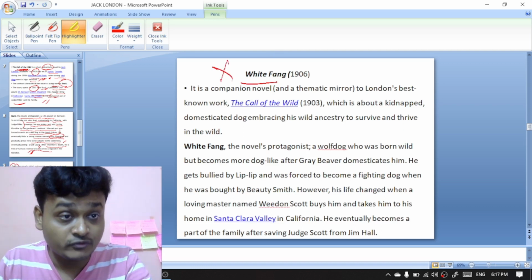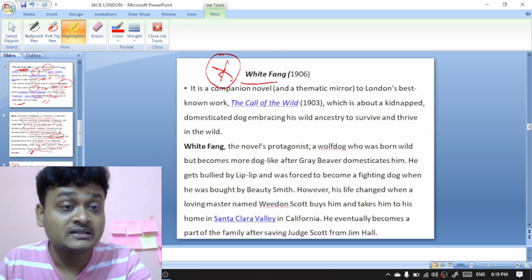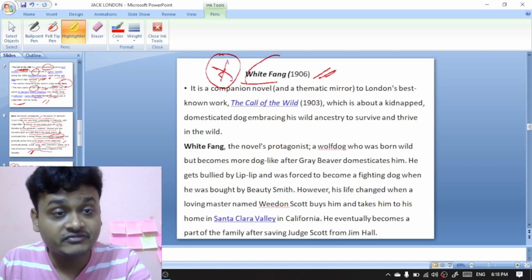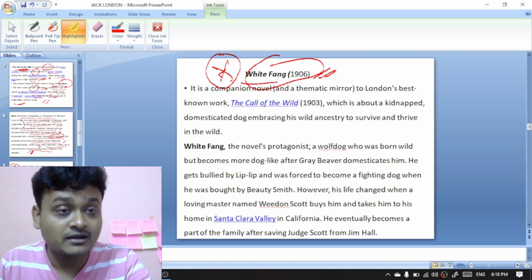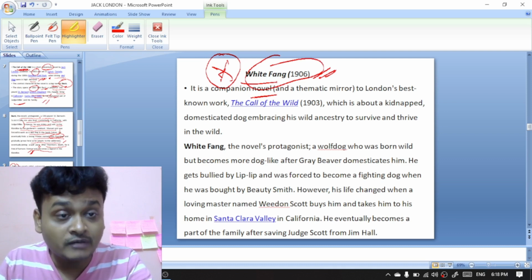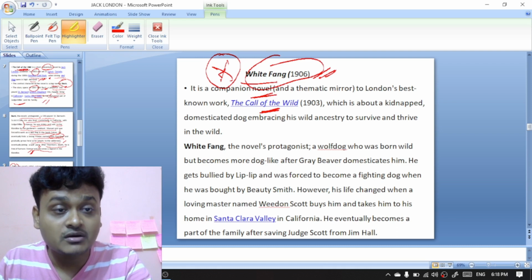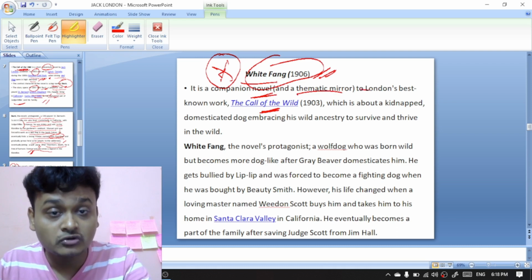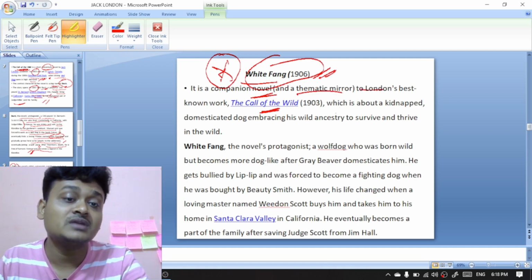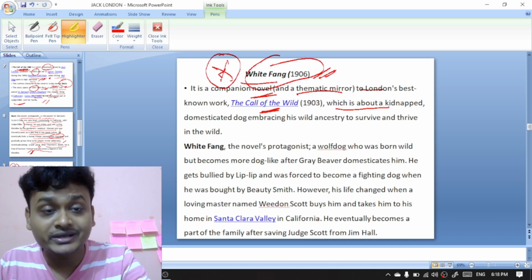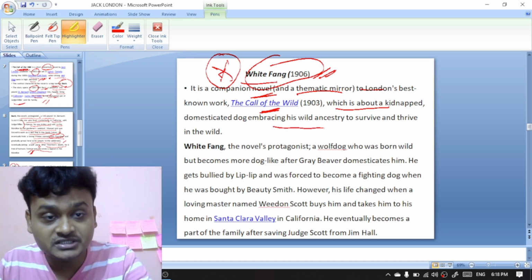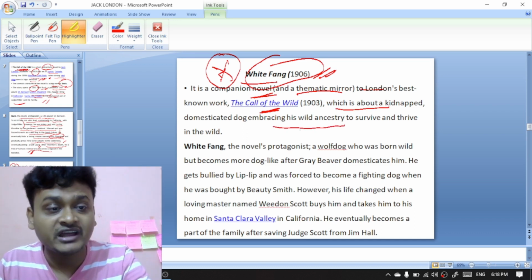Another famous novel written by Jack London is White Fang, published in 1906. It is a companion novel of The Call of the Wild. It's a companion novel and thematic mirror to London's best known work, The Call of the Wild, which is about a kidnapped, domesticated dog embracing his wild ancestry to survive and thrive in the world.